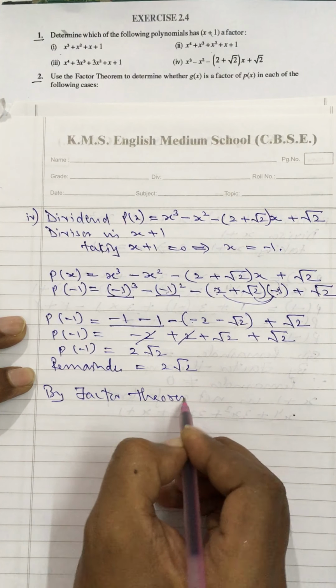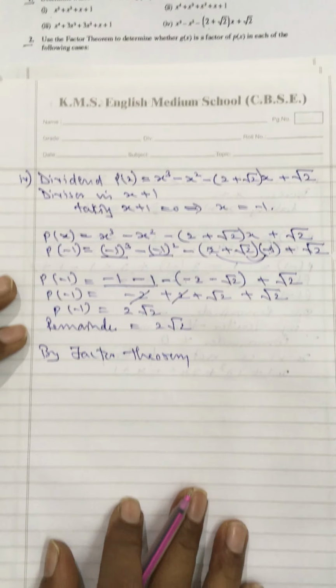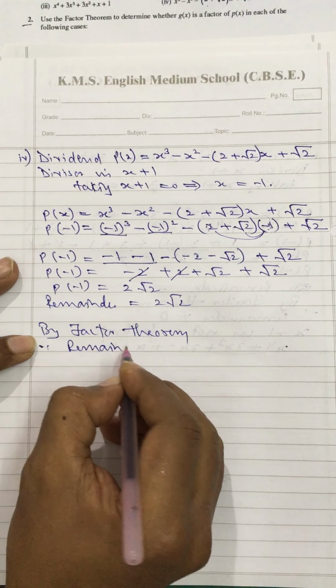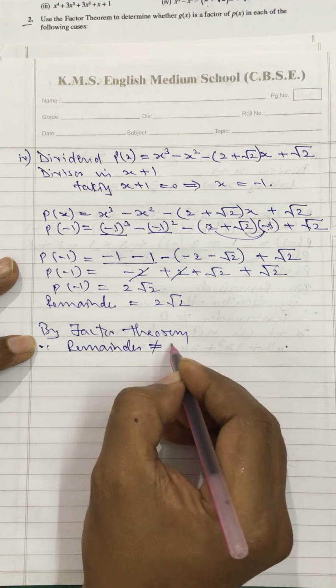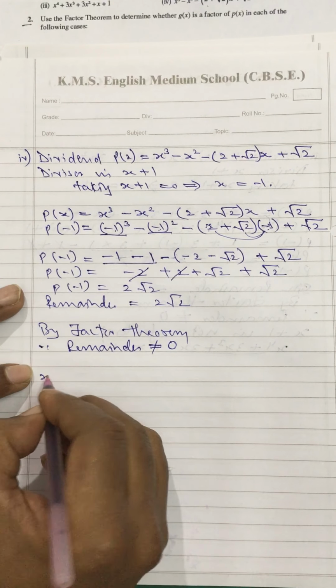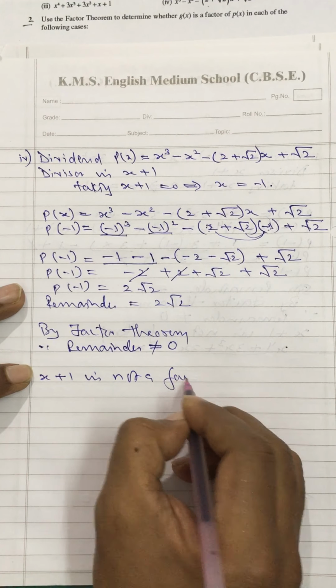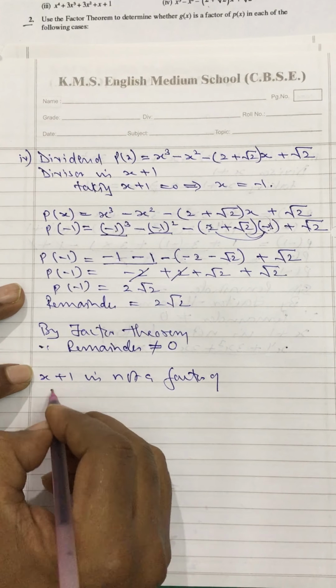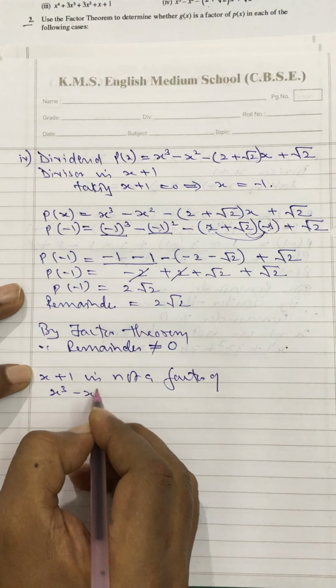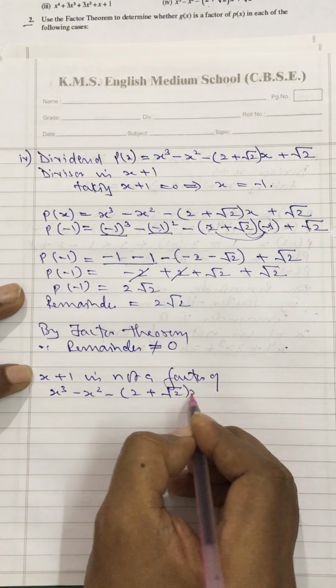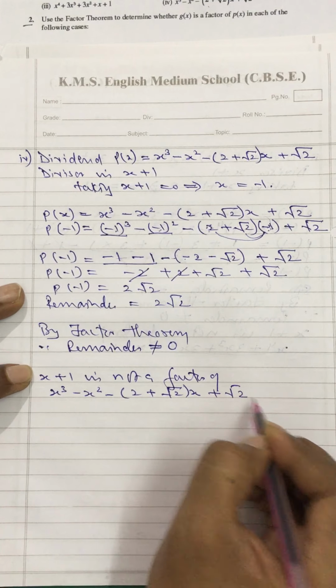Again the same thing by factor theorem, since remainder is not equal to 0, x plus 1 is not a factor of x cube minus x square minus 2 plus root 2 x plus root 2.